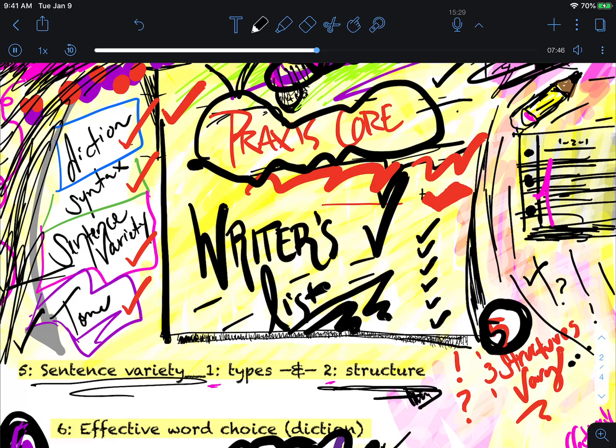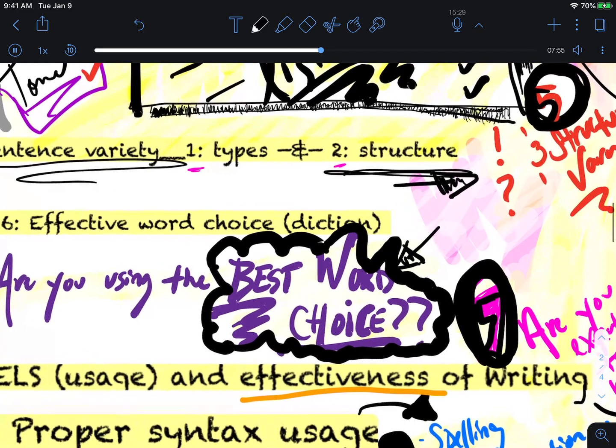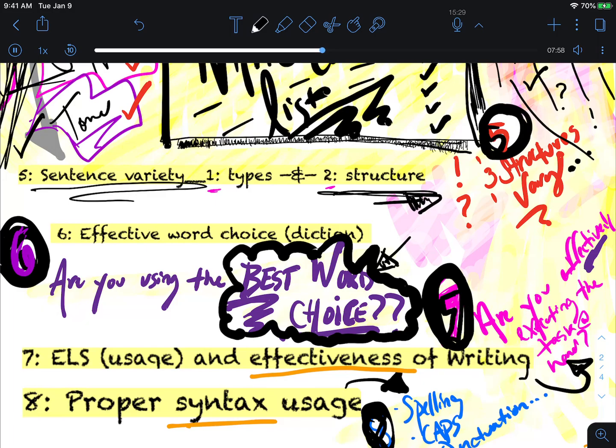Okay, and that is if you use a variety of techniques within your essay. So number 6, I believe, is really important, and it says effective word choice or diction. We all know that diction is extremely important when it comes to writing, because our word choice really shows A, how much we understand the material, B, how well we know how to express ourselves, and C, how articulate we are. The best word choices are the ones that are the most clear and specific.